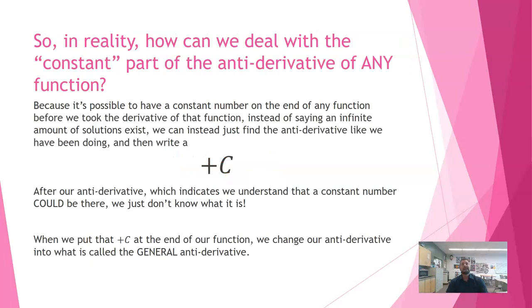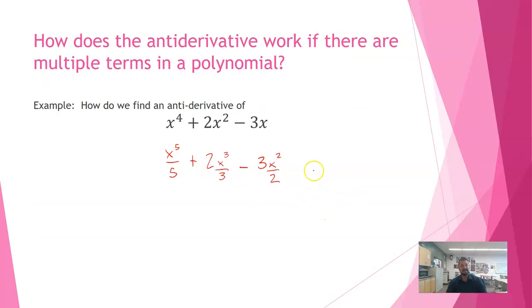Now, that constant that we talked about, because technically I could put a plus 4 on the end of this, and that would still be an antiderivative, or plus 7, or plus 15, or plus whatever constant number I want to put on the end.